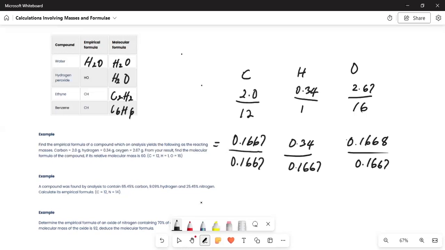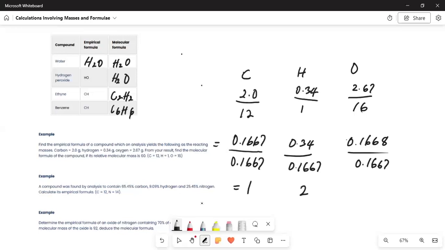So 0.1667 divided by 0.1667 is 1, 0.34 divided by 0.1667 is 2. We are interested in the whole number ratio. That we ignore as far as the decimal is not up to 5, we can round it to the nearest. So we pick only the whole number part. Then 0.1668 divided by 0.1667 is also 1.